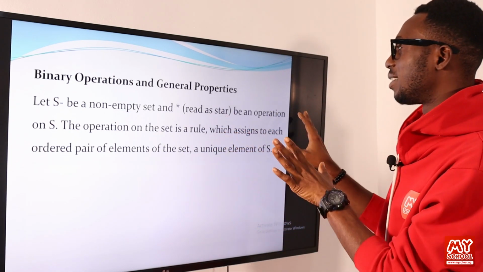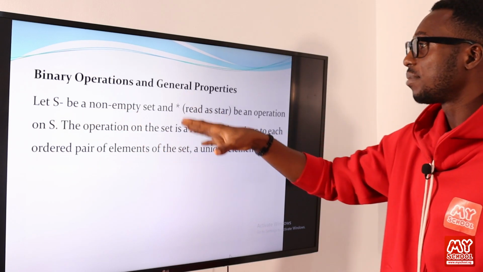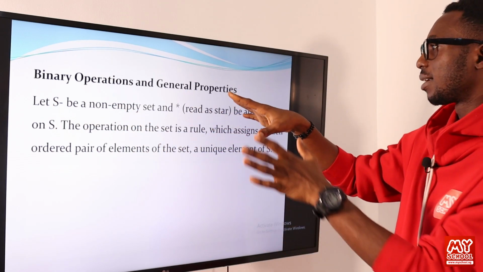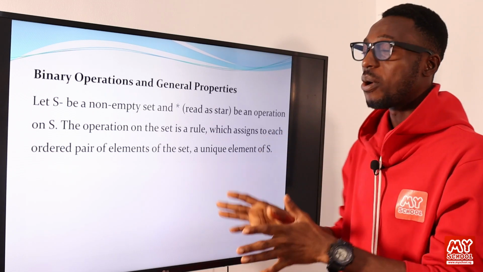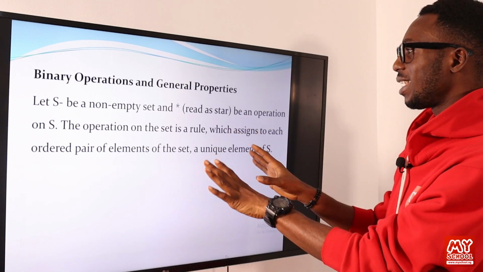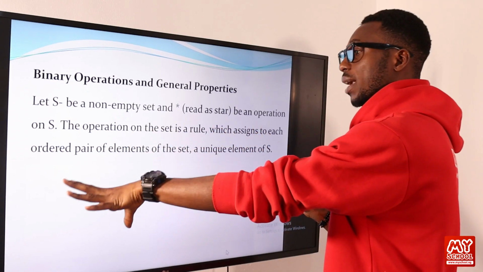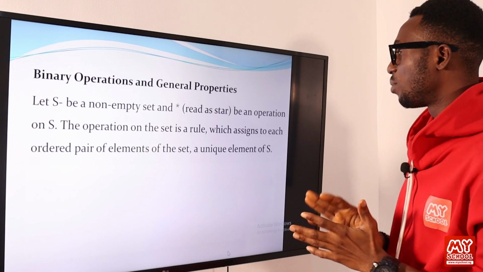Let me read it together now. Let set S be a non-empty set and star be an operation on set S. The operation on the set is a rule which assigns to each ordered pair of elements of the set a unique element of S.